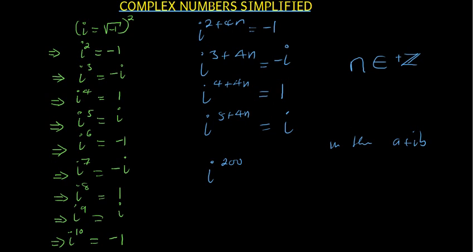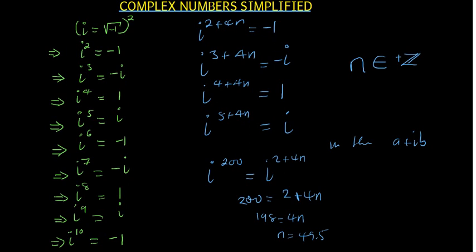Okay, so if we get this one, which is here, we say i to the power 200 is equal to i to the power 2 plus 4n. So the power should be the same, since the bases are the same, they are all i's. So it should give us 200 is equal to 2 plus 4n. If we take 2 to the other side, that will be 200 minus 2, which will give us 198, and that is going to be equal to 4n. Now 198 divided by 4 to find the value of n is giving us 49.5. n is 49.5.